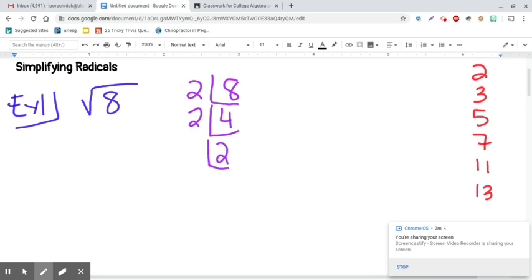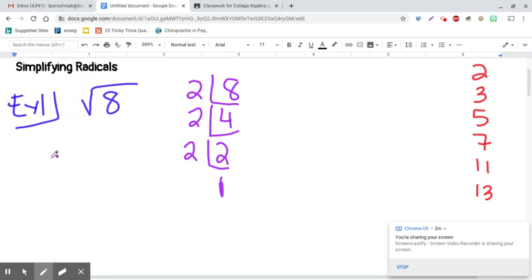Now we're stuck with a prime number. The only thing that goes into 2 is 2. 2 divided by 2 gives us 1. Once we get to that 1 on the bottom, we're done. We have fully factored it. So since we fully factored 8 to its primes, what we're going to do now is look at our radical 8.